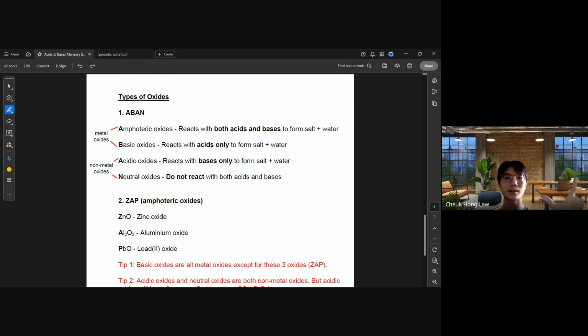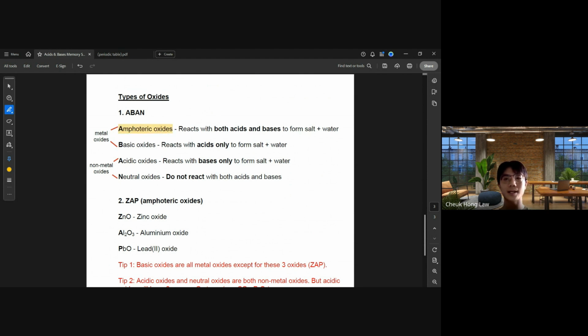So basically metal reacting with oxygen to form a metal oxide. And then your second group, A and N, which is acidic and neutral, are your non-metal oxides. So again, non-metal plus oxygen to form a compound. Those are your non-metal oxides. So the thing about these oxides is that all of them have different reactions. So let's start with amphoteric oxides.